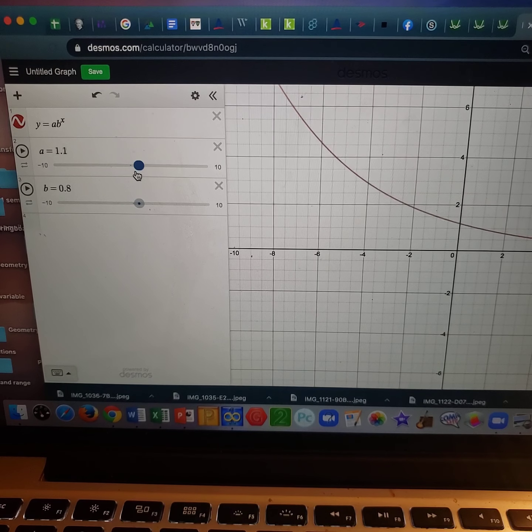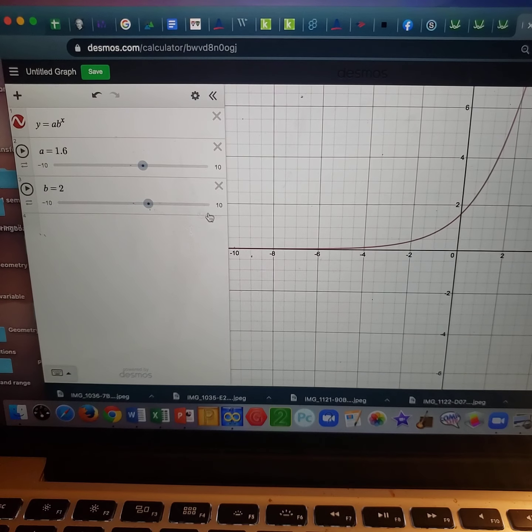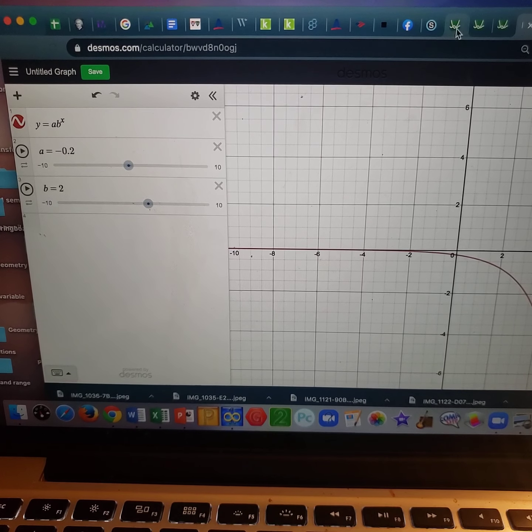Let's say, for example, we make a negative. It's going to flip it down. Let's flip it back up. And let's make this 2 now. So I made it 2. I kind of flipped it to the other side. And if I make a negative, what do you think is going to happen? It's going to flip. Obviously, it's going to flip down. Yep.